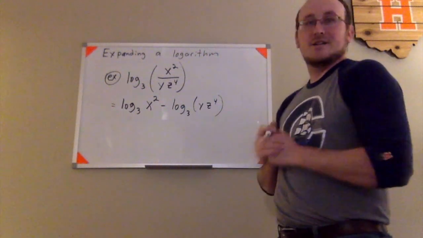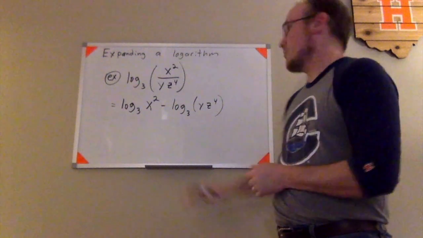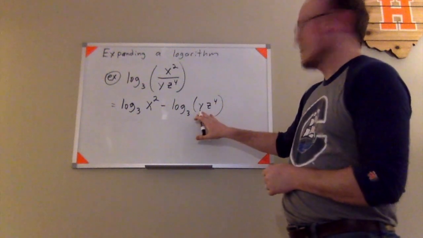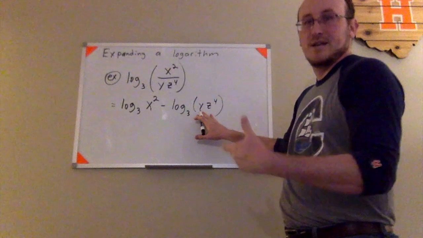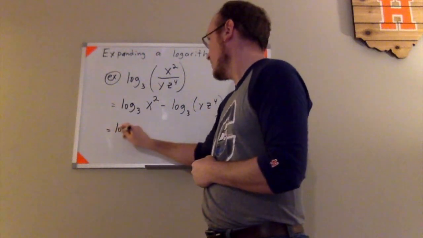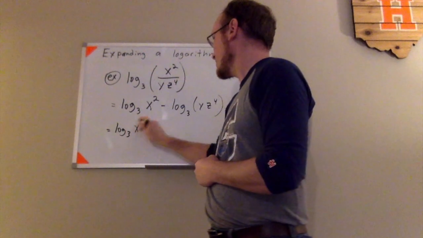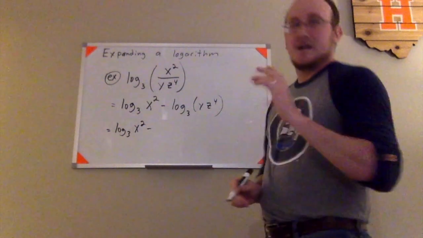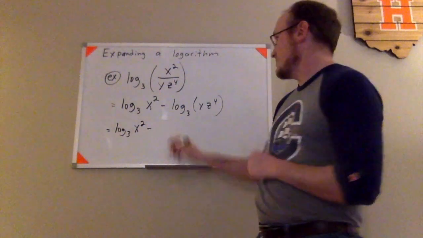But now I need to separate the logarithm of a product. Here I have the logarithm of a product. So I need to separate that into the addition of two logarithms. So this becomes log base 3 of x squared minus, now here's where the mistake usually gets made. A lot of times students just do this.